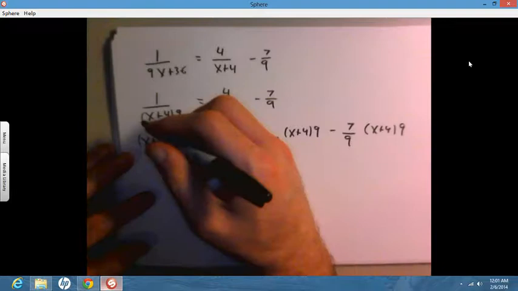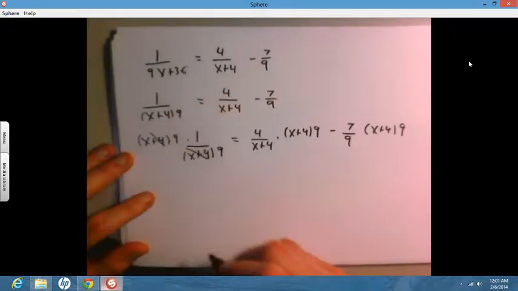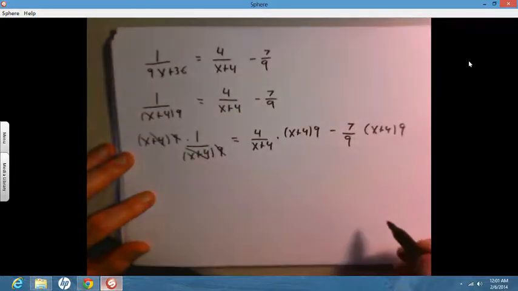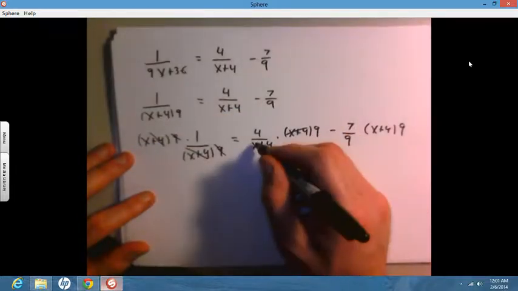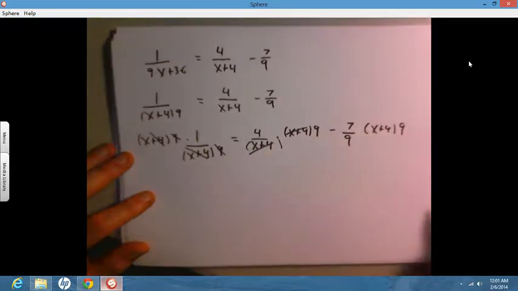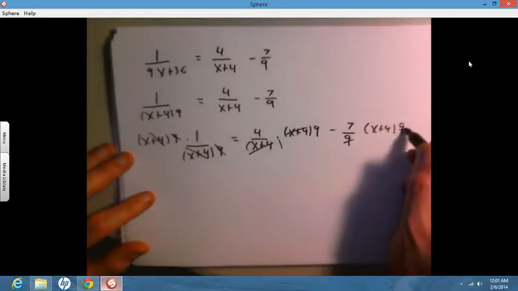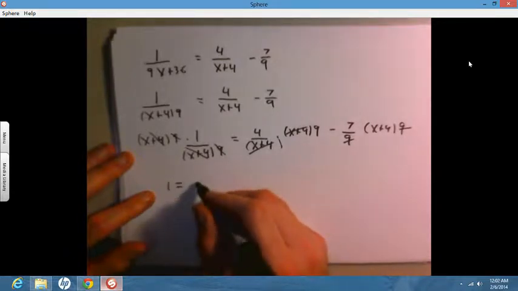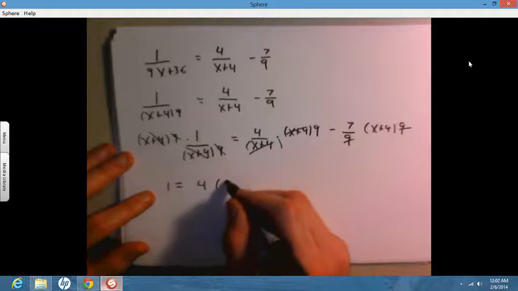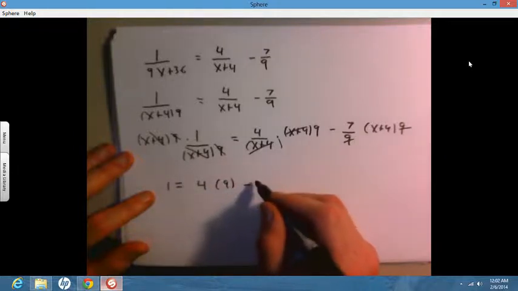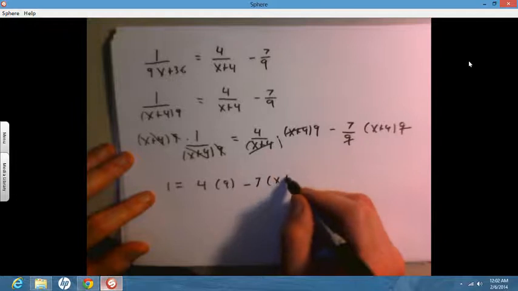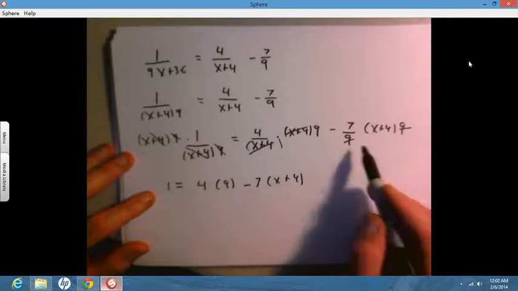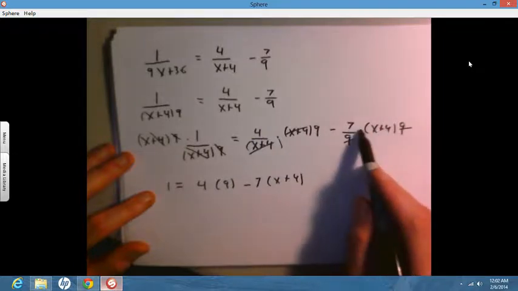Now here's the great thing. The x plus 4 cancels with the x plus 4. The 9 cancels with the 9. The x plus 4 cancels with the x plus 4. And the 9 cancels with the 9. So I'm left with only a 1 over here is equal to 4 times 9 minus 7 times x plus 4. The x plus 4's cancel and I have 4 times 9. The 9's cancel and I have minus 7 times x plus 4 over here.